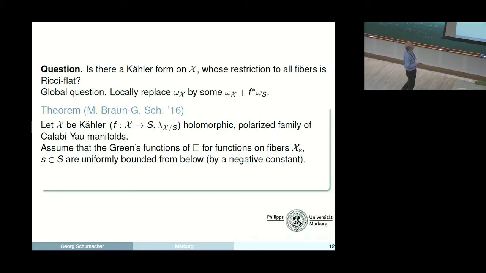Now here's the answer, joint work with Matthias Braun from Marburg and myself. And so we start with a polarized family.